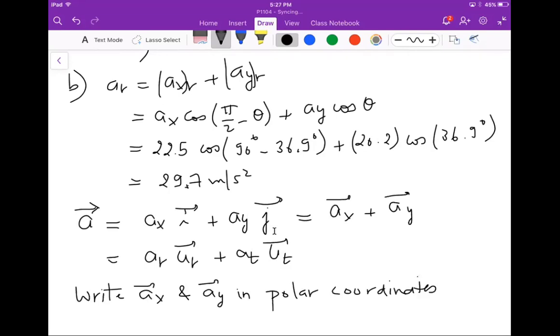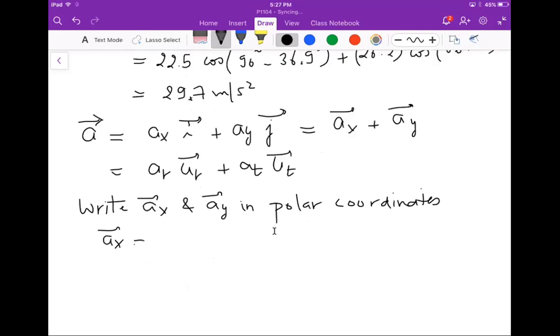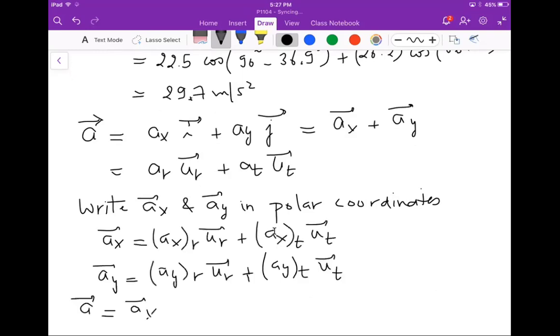We can simply say that AX is equal to AX projected along R, times UR, plus AX projected along T, times UT. In the same way, AY is the projection of AY along the R direction, UR, plus the projection of AY along the tangential direction times UT. And so now if you simply write down A as AX plus AY, you will end up with the following.